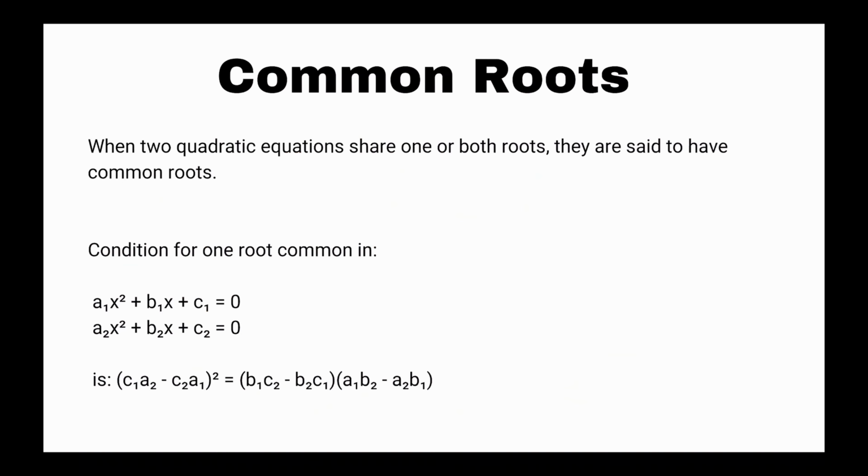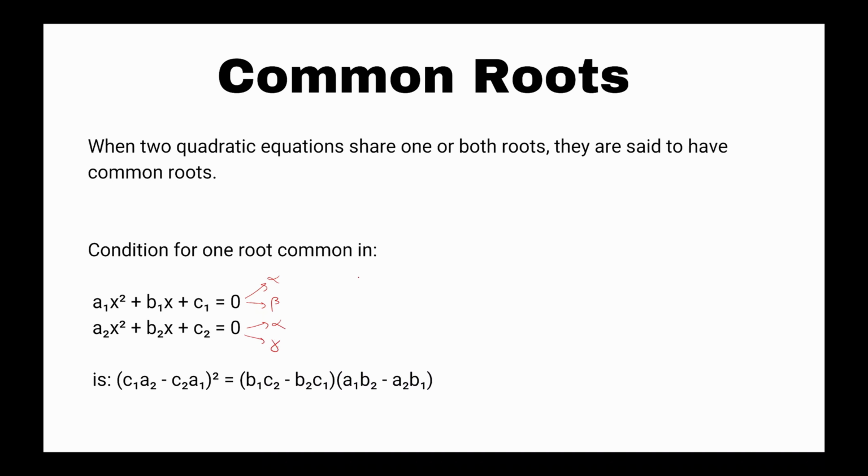Now talking about common roots. Whenever we have two different quadratic equations, they can have roots common between them, right? So what are the conditions on which the roots can be common? Now let's say there are two equations, a1x square plus b1x plus c1 is equals to 0. My other equation is a2x square plus b2x plus c2 is equals to 0. Now what would be my condition for common roots? Let's say I have one common root among these two equations. So let's say this has roots alpha and beta, and this equation has roots alpha and gamma.